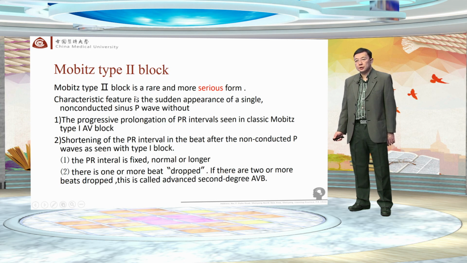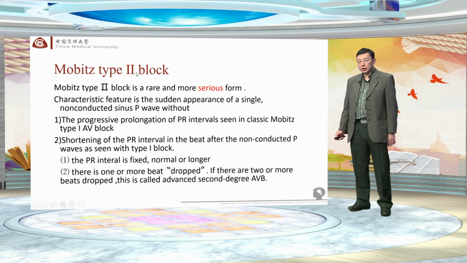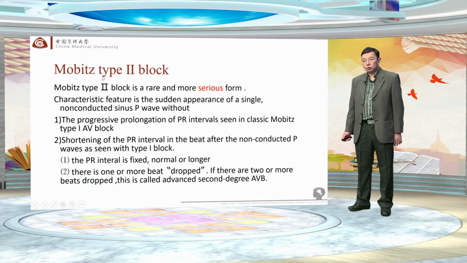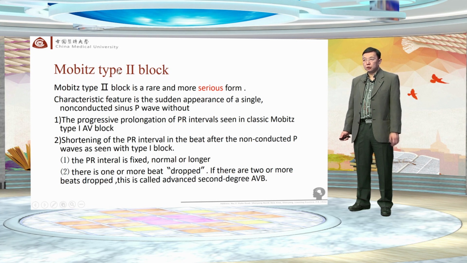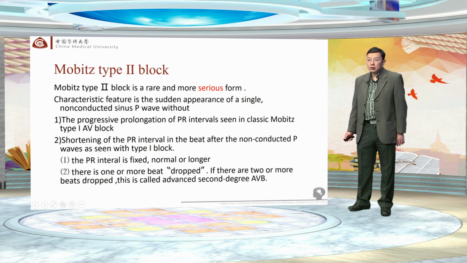Mobitz 2 is a severe phenomenon, a severe disease. Type 1 is not a disease. Type 2 is severe. If we see a patient with type 2 block, we tell the patient they must have a pacemaker implanted.